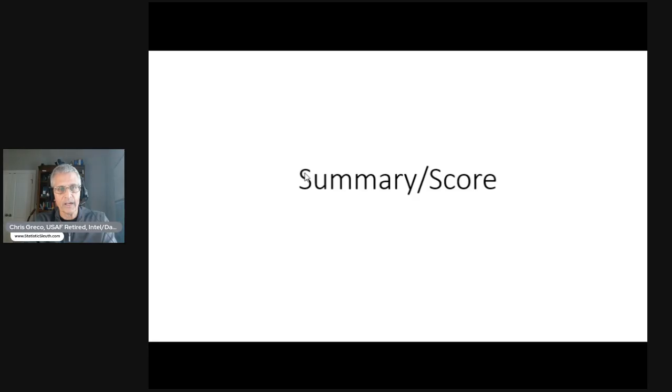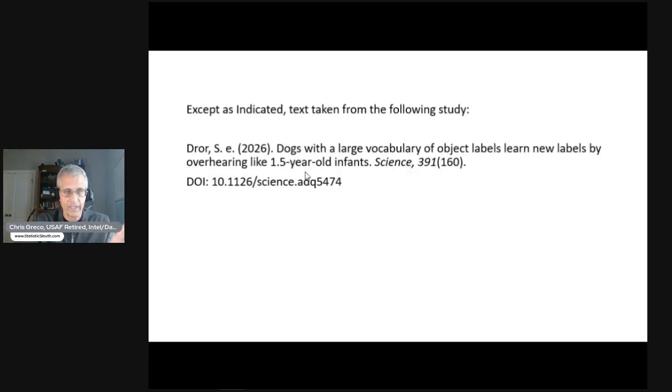Now, what we're going to do is talk about the actual study. So the study today we're going to talk about is "Dogs with a large vocabulary of object labels learn new labels by overhearing, like 1.5-year-old infants." Okay, now this could be construed as a hypothesis. Dogs with a large vocabulary of object labels learn new labels by overhearing. Now, the "like 1.5-year-old infants," comparing dogs to infants.